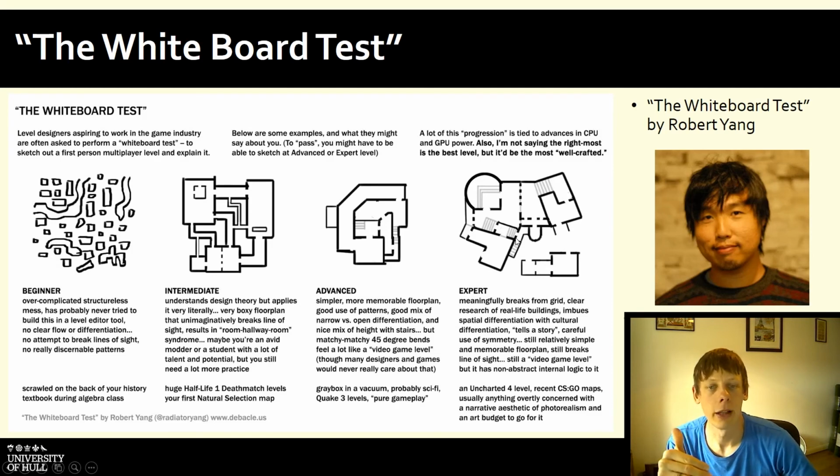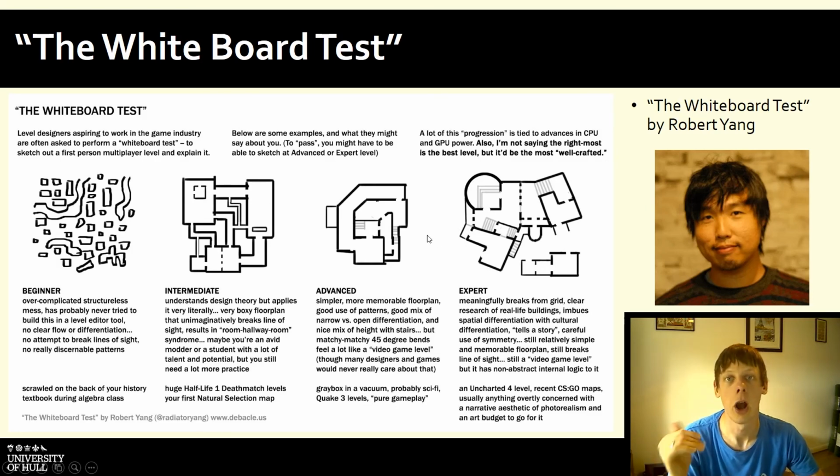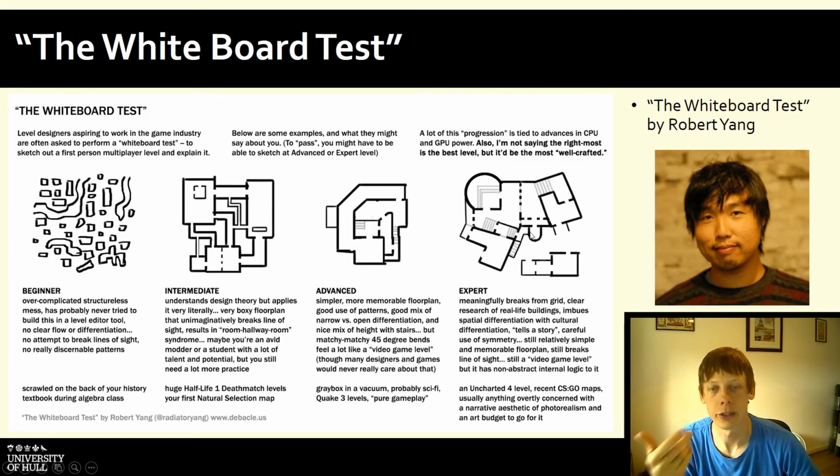And then the expert level is kind of round edges, meaningfully breaking away from this grid, because obviously real life building structures are not all 90-degree angles. They do kind of break away from that. Careful use of symmetry, pretty simple, breaks the line of sight into certain sections, so you can see the progression from beginner to intermediate, advanced and expert.